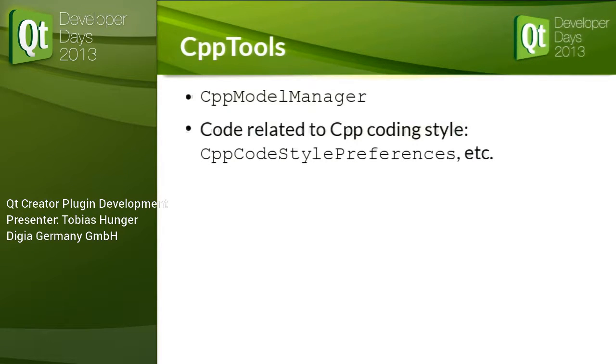So let's go back. CPP tools, that's where the CPP code model is. Also, we have the CPP model manager interface, the one that you should use, and an implementation for that. And that's where you can basically get all the symbols defined in your project and the loaded projects and all that stuff. And it also has CPP code style preferences for the style settings and all those things.